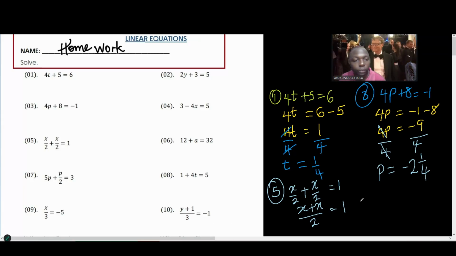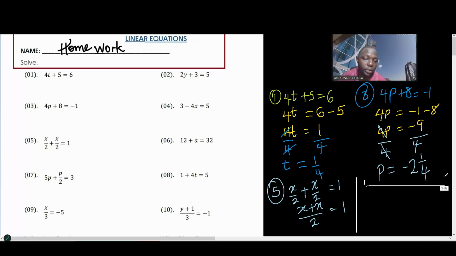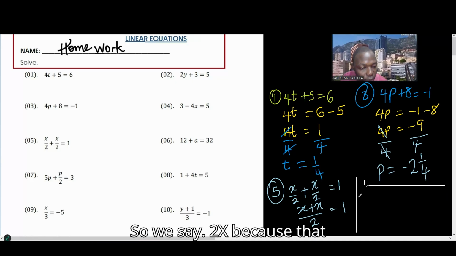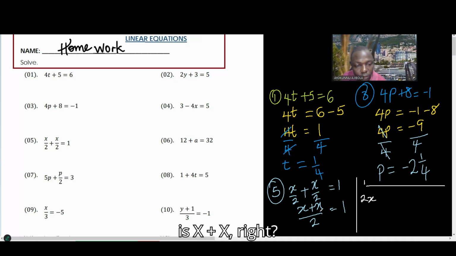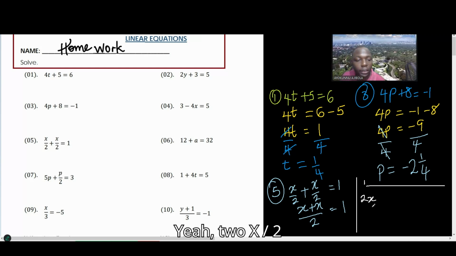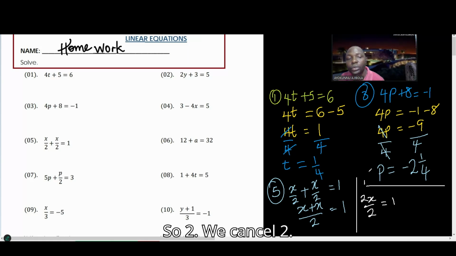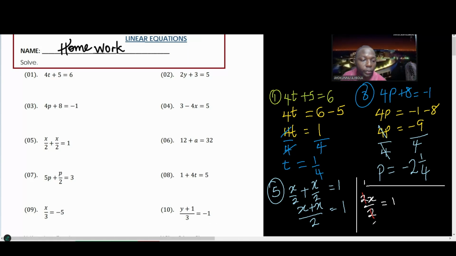So we say 2x, because that is x plus x, right? Yeah, 2x over 2 equal to 1. So 2 cancels 2. So x must be what?